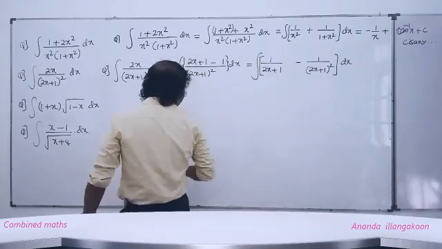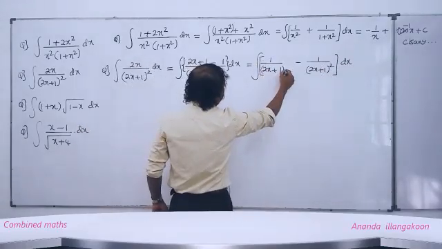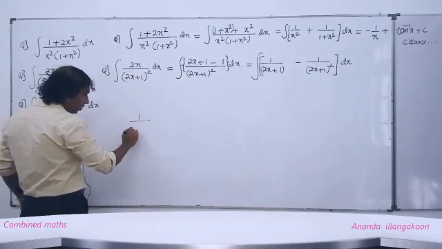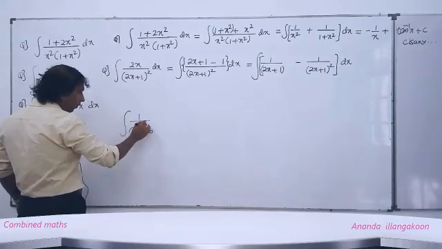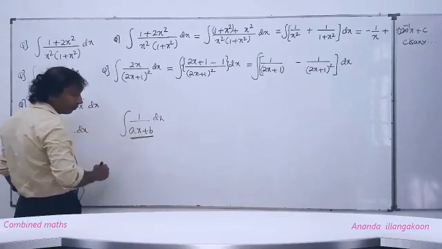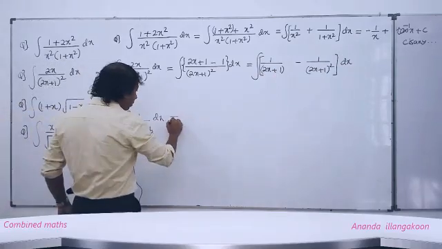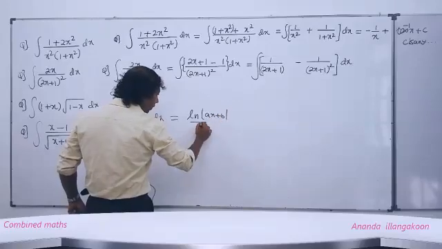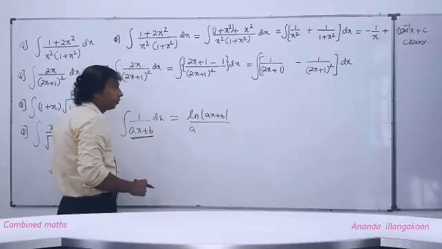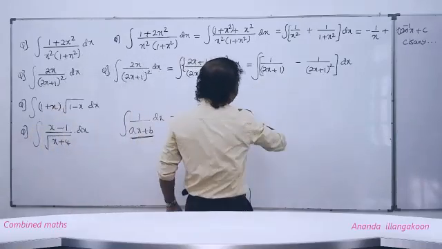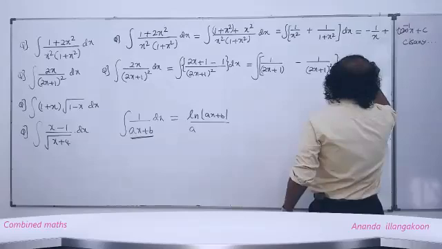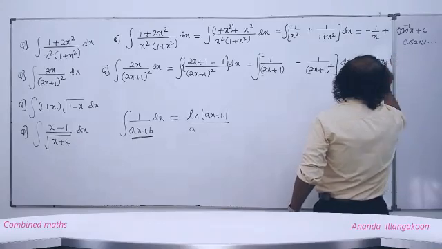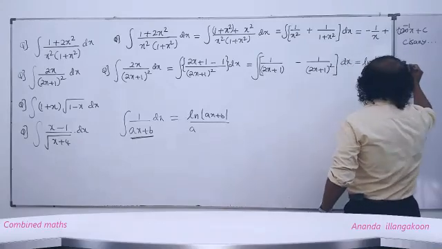Second, you will see how to integrate this now. 1 upon linear function. Can you remember last week we discussed something like this, 1 divided by a linear function? What is the answer? ln modulus of the denominator divided by the x coefficient. By that we can integrate this. Therefore, it is ln modulus 2x plus 1 divided by 2, minus, and now how to integrate this.